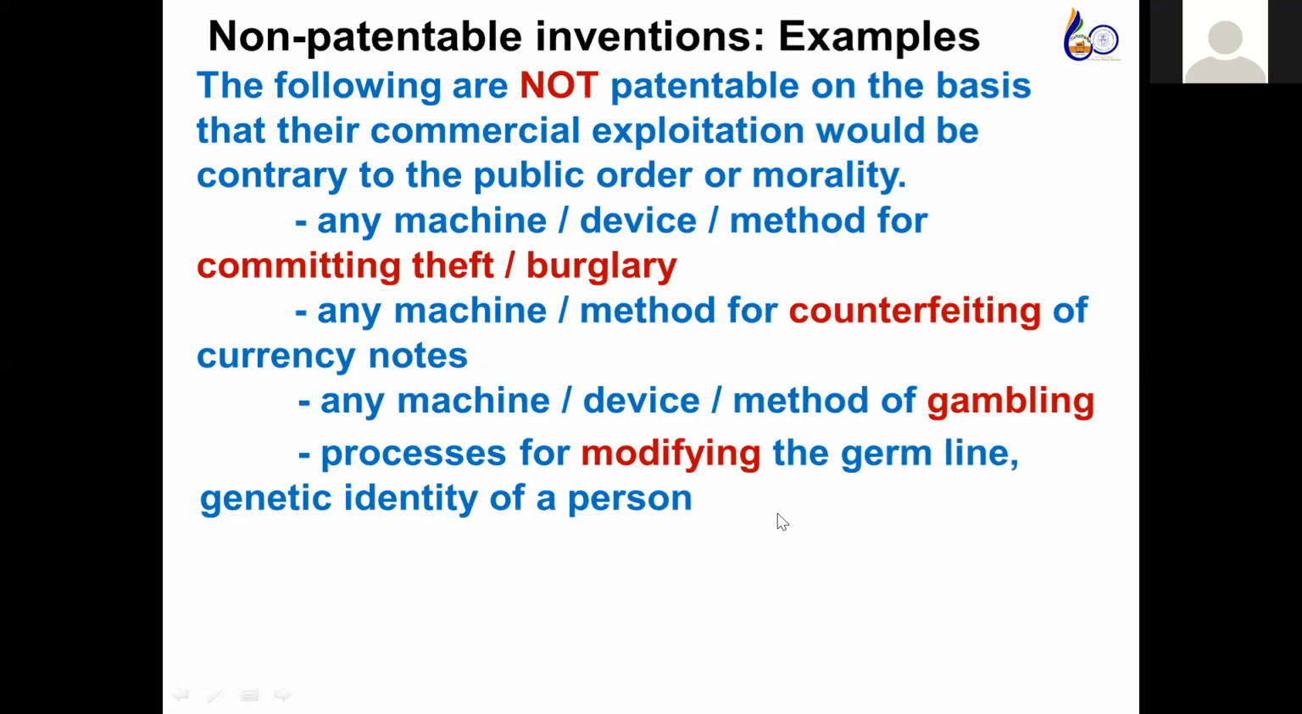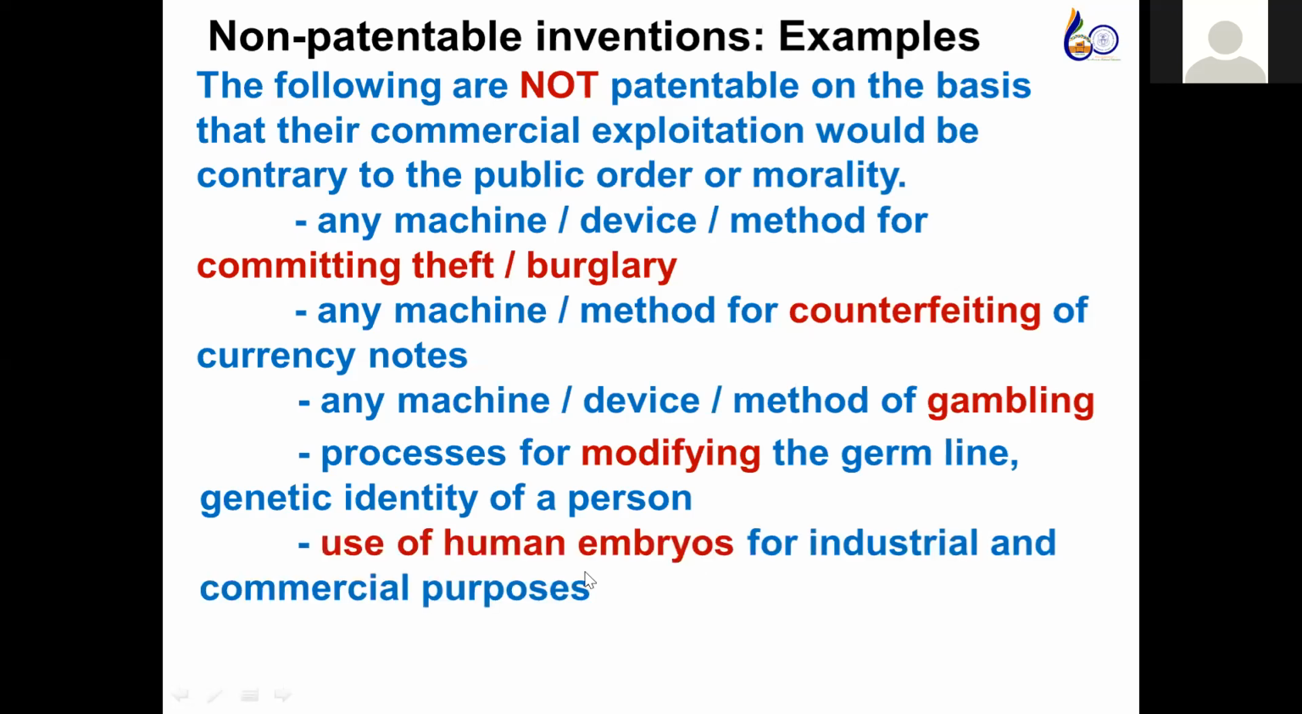And also a process for modifying the germline, genetic identity. Changing a man into a woman, a woman into a man, changing someone's genetic identity, such modifications in the germline are also not patentable. And use of human embryos for industrial commercial use. Using human embryos to make some medicine, this or that. Not only human, any animal embryos. For products made like this too, you will not get any patent. So this is for caution. You may think that all can be patentable.